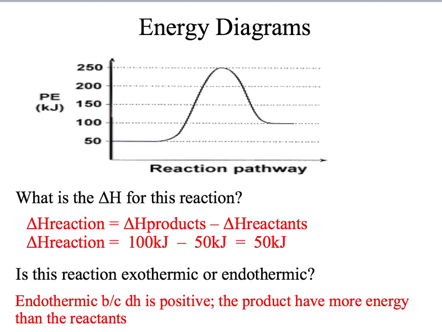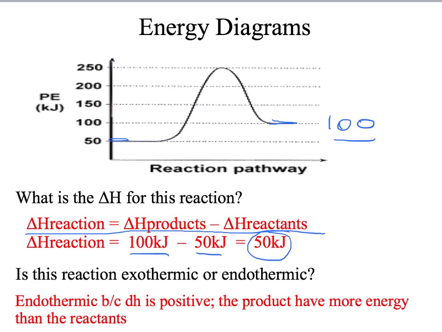We can use an energy diagram to actually figure out the value for heat of reaction. If we look at the energy diagram here, we know that our reactants start at 50. The reaction occurs, and then our products end up at 100. By using our formula, the heat of reaction is equal to the heat of the products minus the heat of reactants. So products are 100, reactants were 50. 100 minus 50 gives us 50 kilojoules. So this would be the heat of reaction.